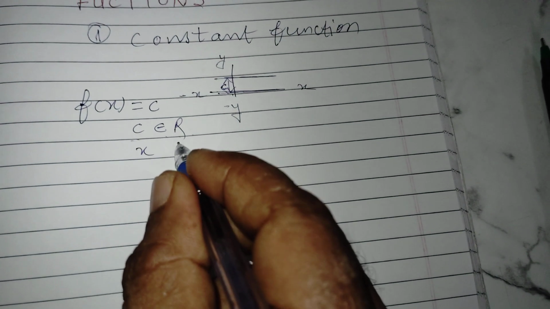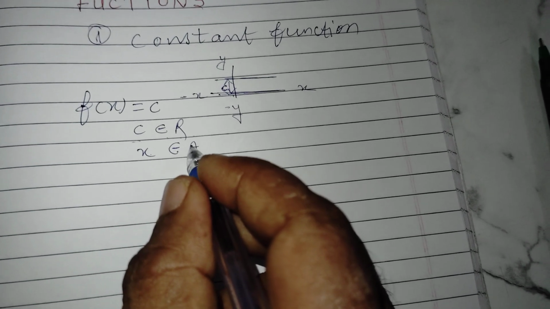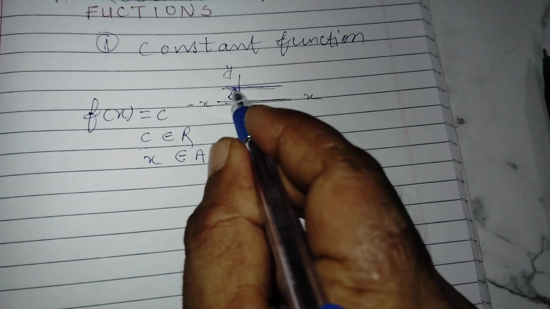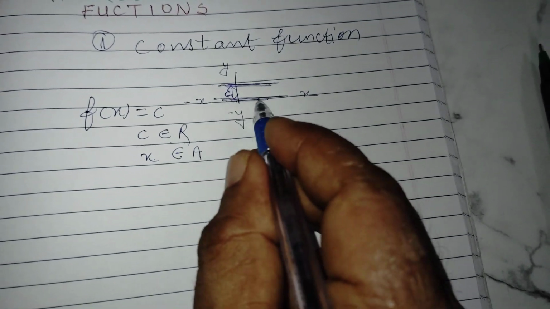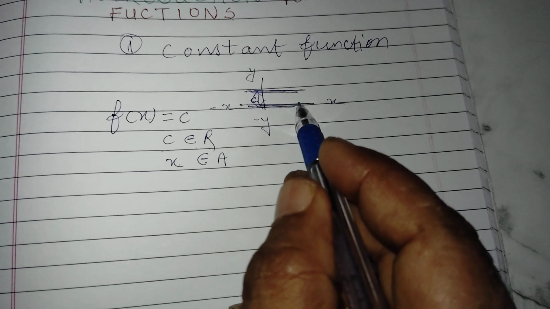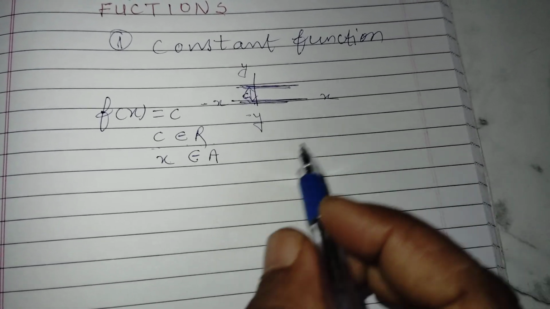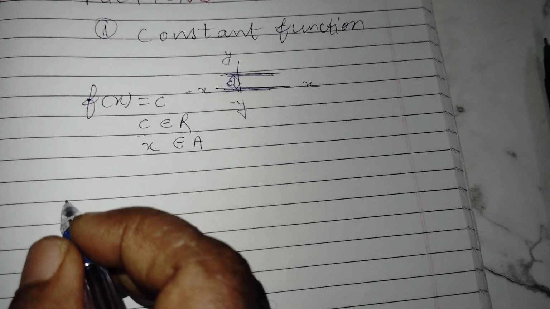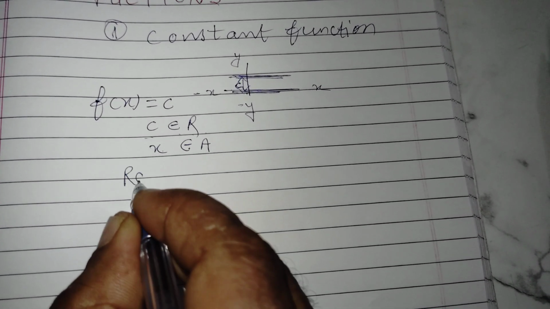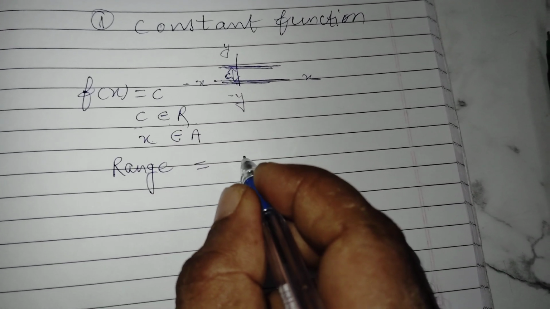Suppose x is an element of a. This is constant because it is parallel to the x-axis. It does not change any distance between them. So in a parallel line, the distance is fixed every time. And in this constant function, the range of the constant function is always equal to c.